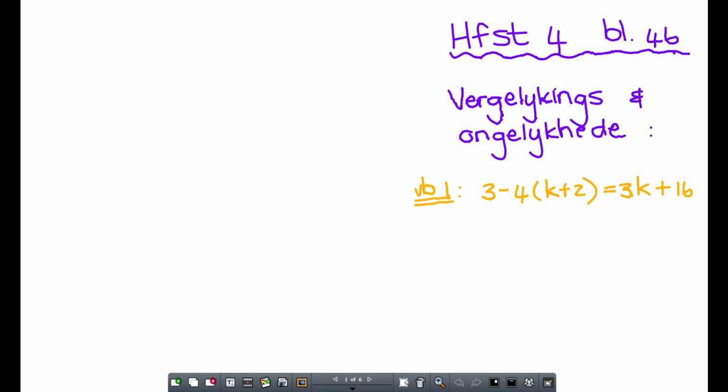Right. Okay. So dit is op bladsy 46, chapter 4 starts on page 46. And it is about equations and inequalities. Nou, ons gaan later kom by ongelykhede. Vir nou, net gou eers vergelykings. Okay? Vergelykings, equations mean that now we're going to have an equal sign.